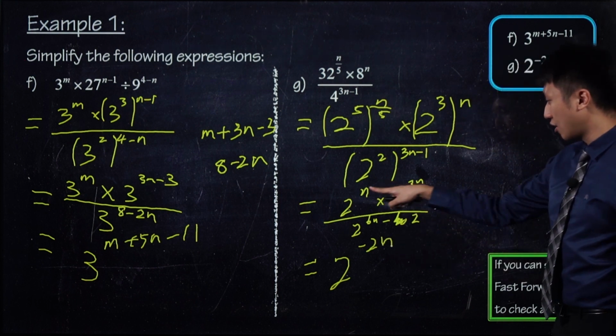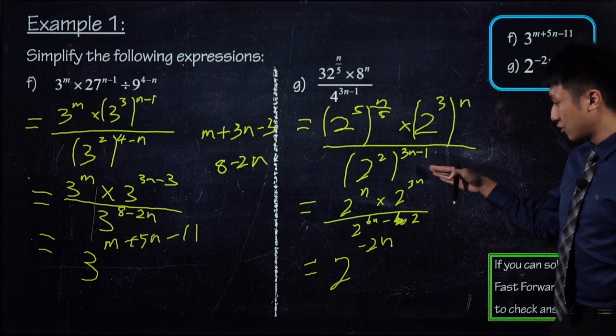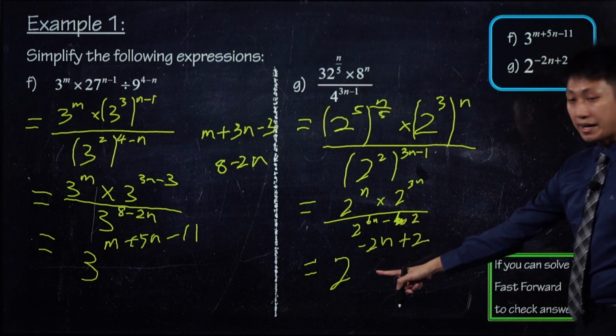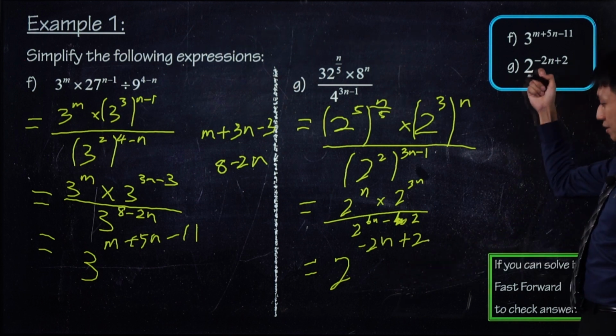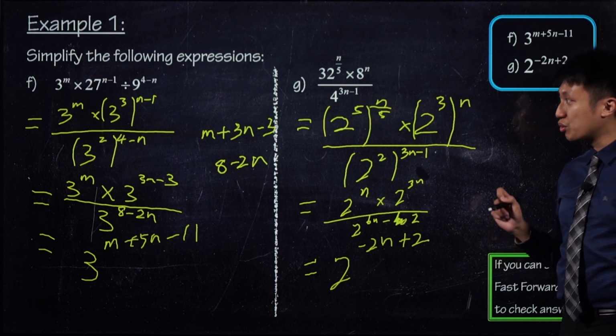Then here, top has no constant, bottom has constant negative 2. So 0 minus minus 2, it becomes plus 2. Hence, you get the answer 2 to the power minus 2n plus 2. Got it? Right? So let's move on to the next one.